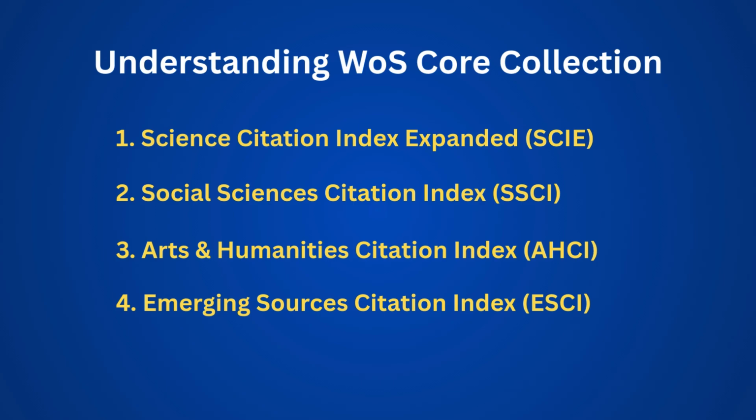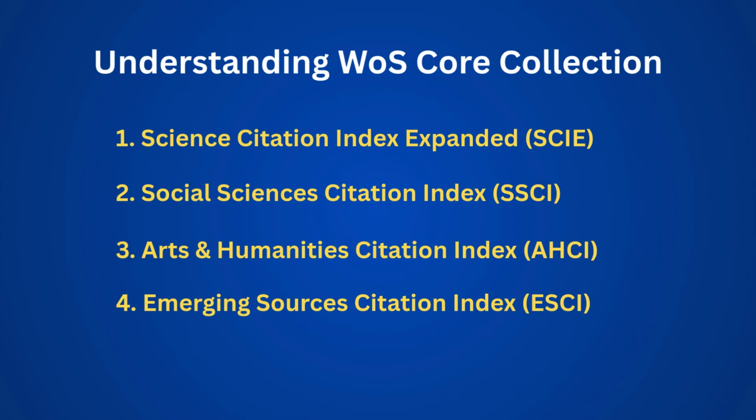The fourth one is Emerging Source Citation Index. It covers new and emerging journals being evaluated for inclusion in Science Citation Index Expanded, Social Science Citation Index, and Arts and Humanities Citation Index. It focuses on identifying and showcasing emerging research, regional titles, and journals that may not yet be fully established in other indexes. It helps researchers discover newly published journals that may become influential in the future.